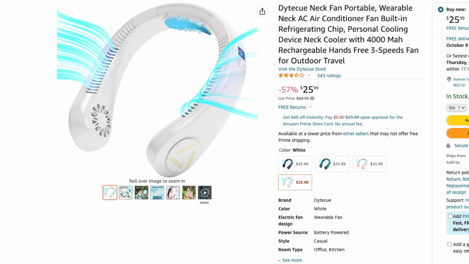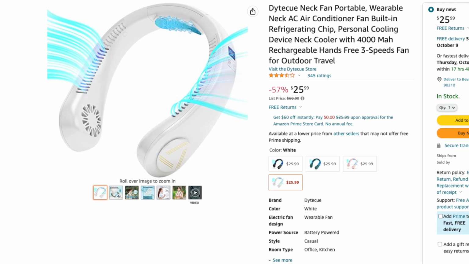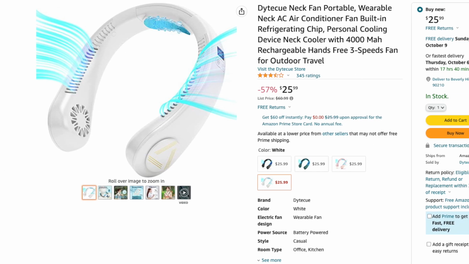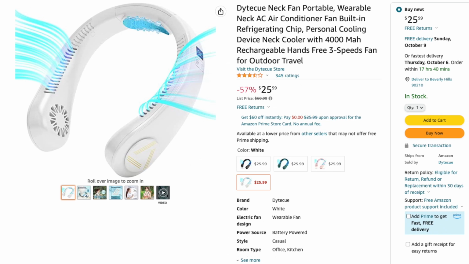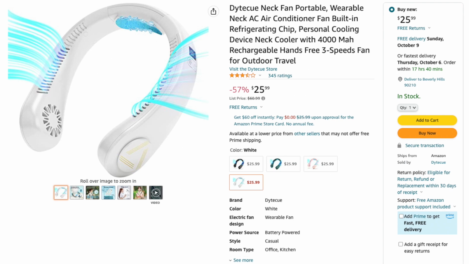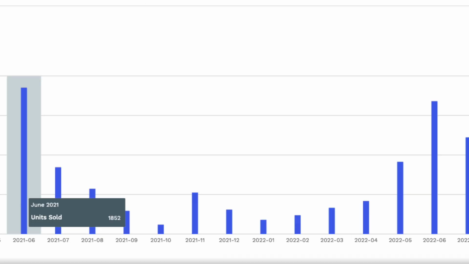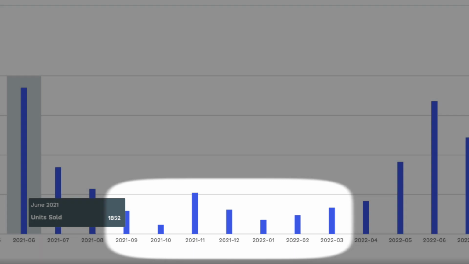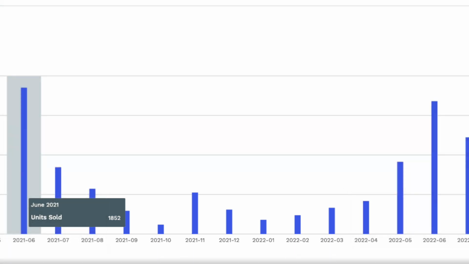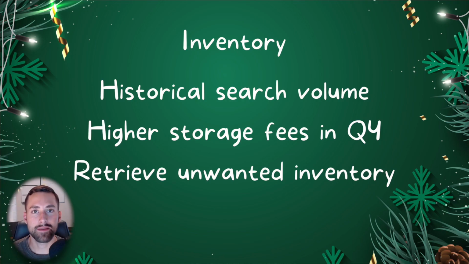For example, if I was selling portable AC fans, which are very popular in the warmer months like spring and summertime, I would remove every single unit from Amazon or significantly decrease the amount of units at Amazon, because the chances of somebody purchasing a portable AC fan in December when it's a much colder climate here in the US, I just don't think it's the best strategy to keep those there and pay storage for them when they're not going to sell. So I'll ship them back to myself, to my business. I'll have them stored here until those warmer months, and then I'll send them back into Amazon to sell.